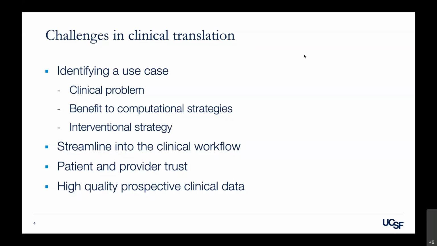There are also concerns about trust and transparency of algorithms. And then I think one of the big challenges is trying to develop high quality prospective clinical data, because we've seen that machine learning models can sometimes break down in the prospective setting, and really trying to generate high quality data where we can show that tools make a clinical impact is really fundamental to trying to translate some of these efforts into clinical care.